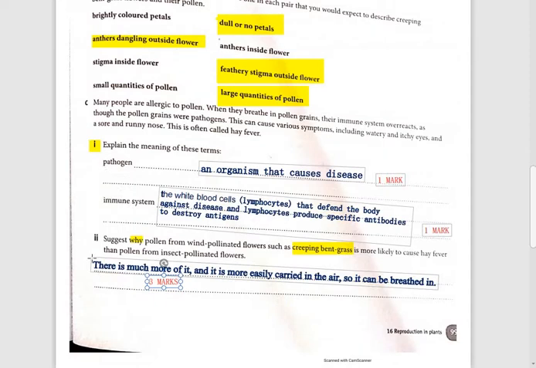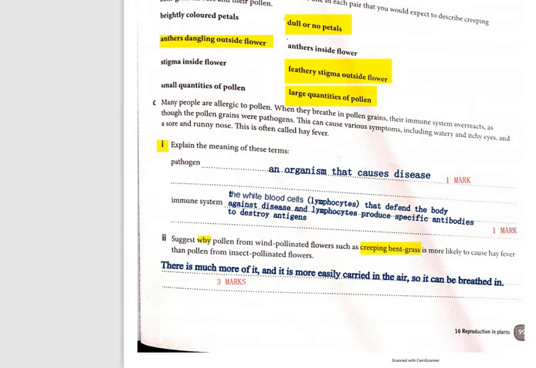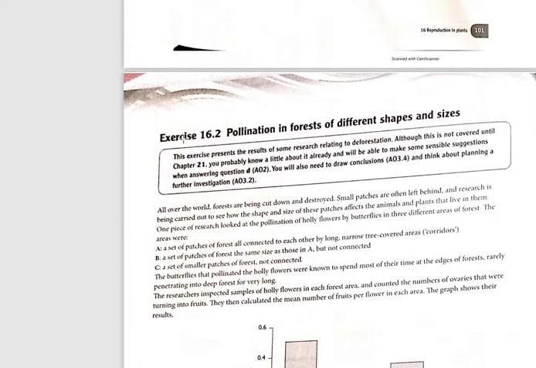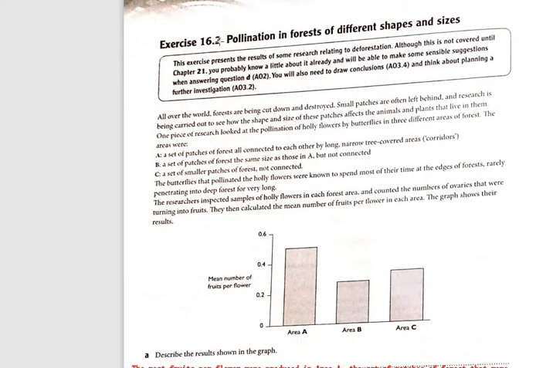Alright, so now we are done with this part of the question. We're done with part C as well, and let's go on to the next part. Exercise 16.2, pollination in forests of different shapes and sizes. This exercise presents the results of some research relating to deforestation. Although this is not covered until chapter 21, you probably know a little about it already and will be able to make some sensible suggestions when answering question D. You will also need to draw conclusions and think about planning a further investigation.